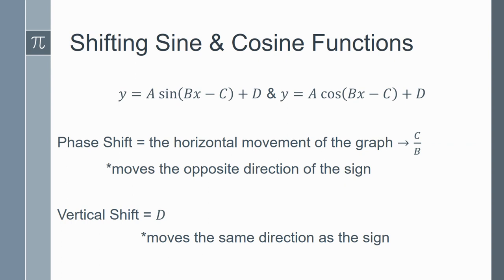We have something called the phase shift, and that's going to be the horizontal movement of the graph. Now, c is going to help us find that, but it's not just c. It's going to be c divided by b. And just like all of our other transformations in the past, whatever sign we see, we're actually moving in the opposite direction for that phase shift. When we have the letter d, that's going to help us get our vertical shift. That moves up and down, and just like in the past, we do want to keep the sign that we see there.